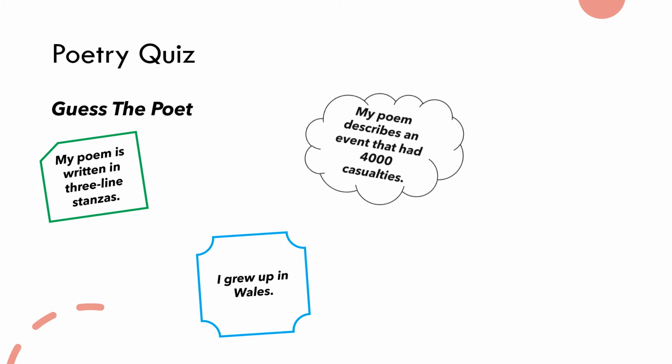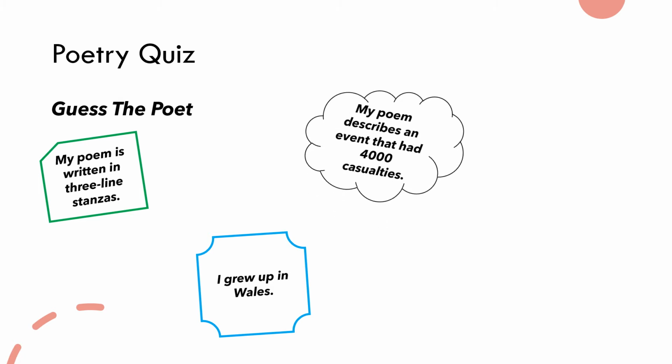Okay, so moving on, we'll look at another poet now. The poem that he wrote, or she wrote, is written in 3-line stanzas. For those of you that aren't aware, when we refer to stanzas, we mean essentially a paragraph in a poem. The poet in question grew up in Wales. And our third and final clue. The poem describes an event that had 4,000 casualties.